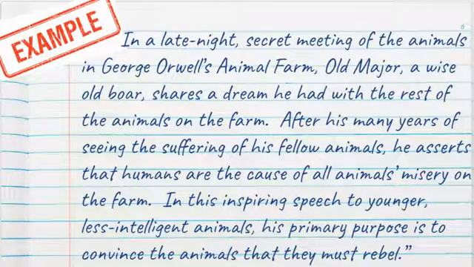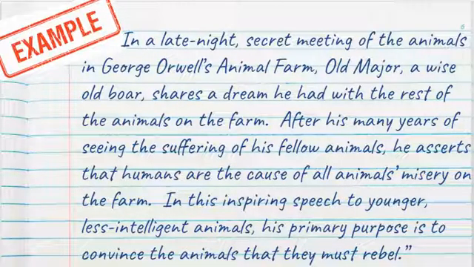Here is an example paragraph that incorporates the SOAPStone strategies. In a late night secret meeting of the animals in George Orwell's Animal Farm, Old Major, a wise old boar, shares a dream he had with the rest of the animals on the farm. After his many years of seeing the suffering of his fellow animals, he asserts that humans are the cause of all animals' misery on the farm. In this inspiring speech to younger, less intelligent animals, his primary purpose is to convince the animals that they must rebel. Note that SOAPStone strategies can be mixed and matched into any order.